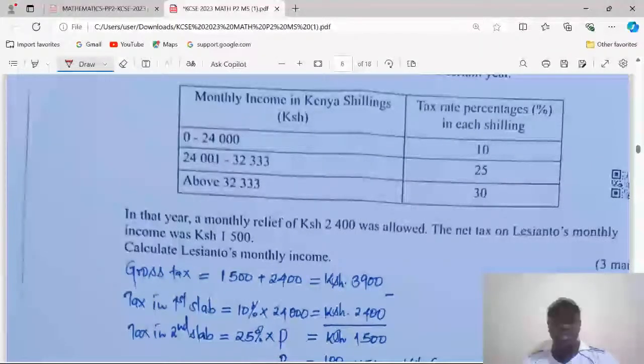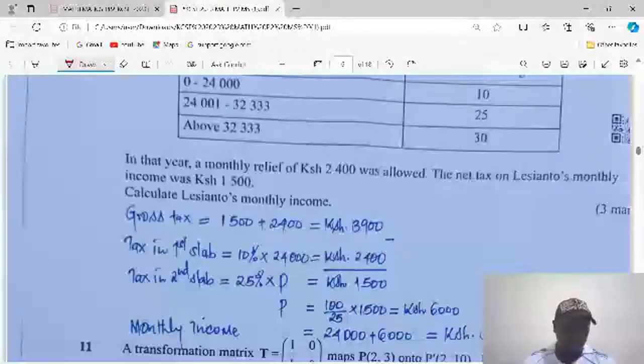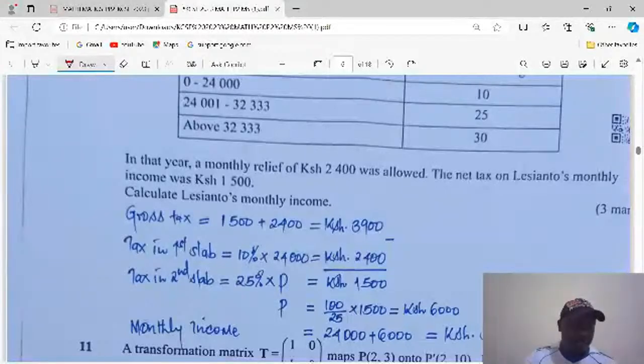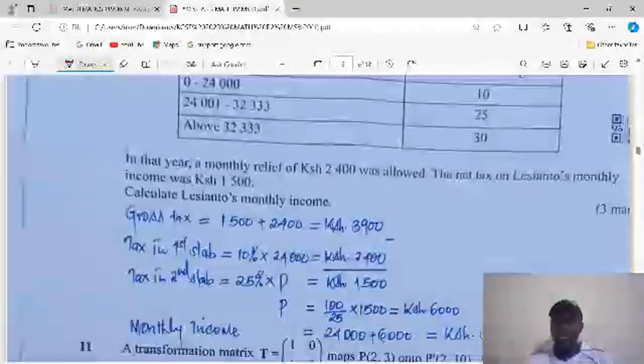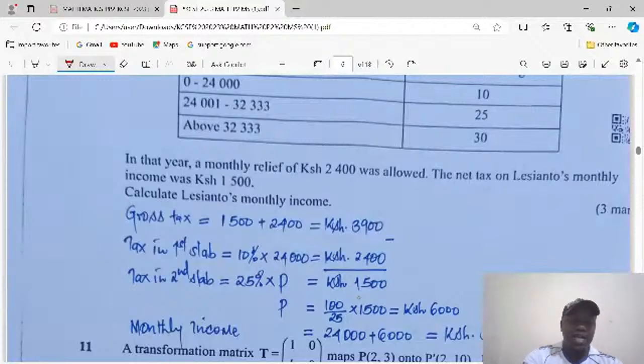We go to the information now, which says that 2,400 Kenya shillings monthly tax relief was allowed. The net tax on Lesianto's monthly income was 1,500 Kenya shillings. Calculate Lesianto's monthly income. Want to know the income of this gentleman called Lesianto?